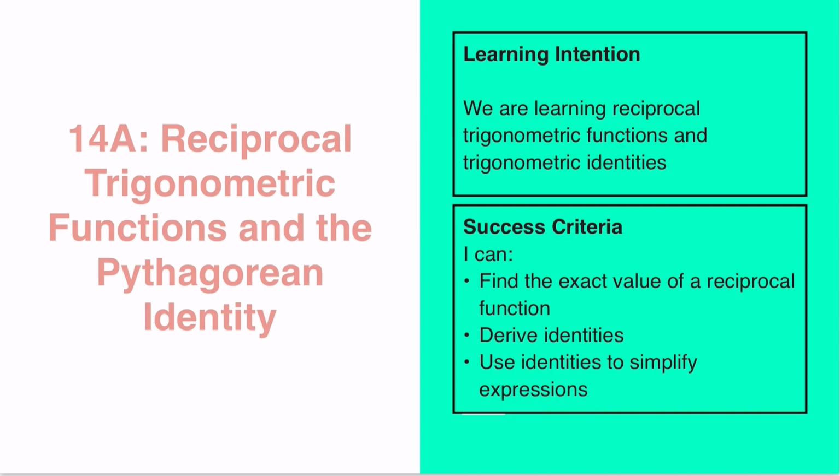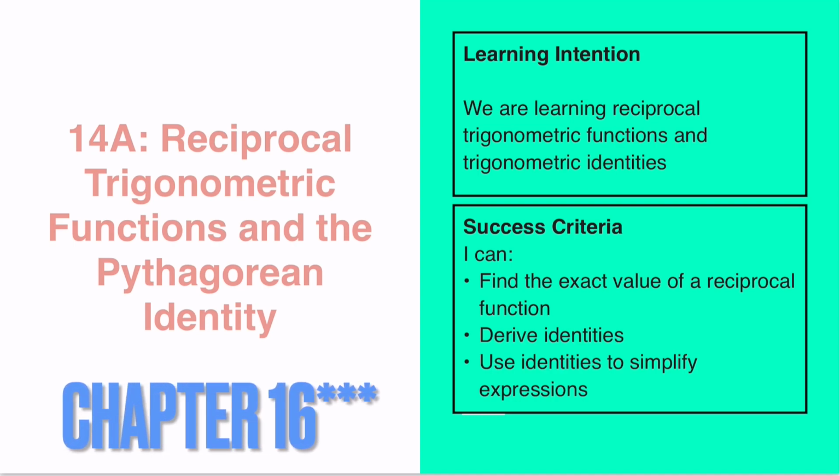So let's go along. Today we're starting with 14A, reciprocal trigonometric functions and the Pythagorean identity. What you need to be able to do is find the exact value of a reciprocal function, derive identities, and then use identities to simplify expressions.